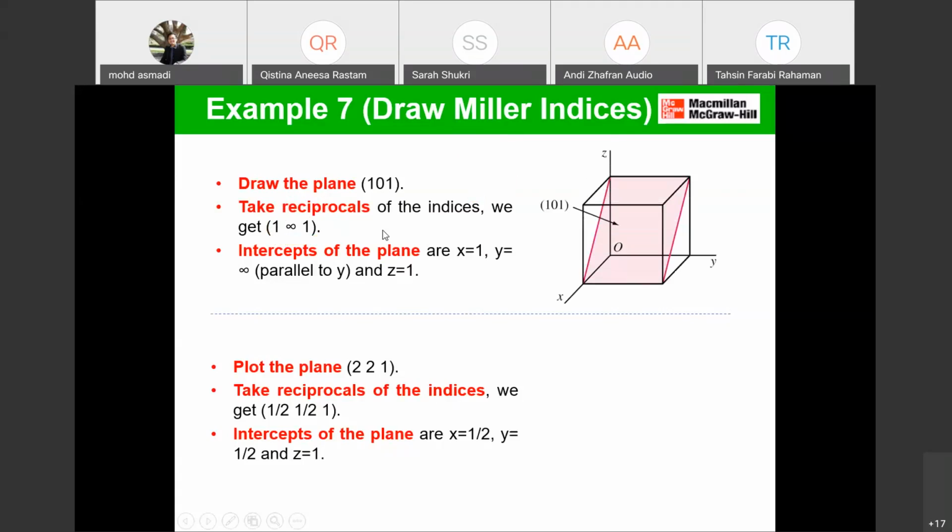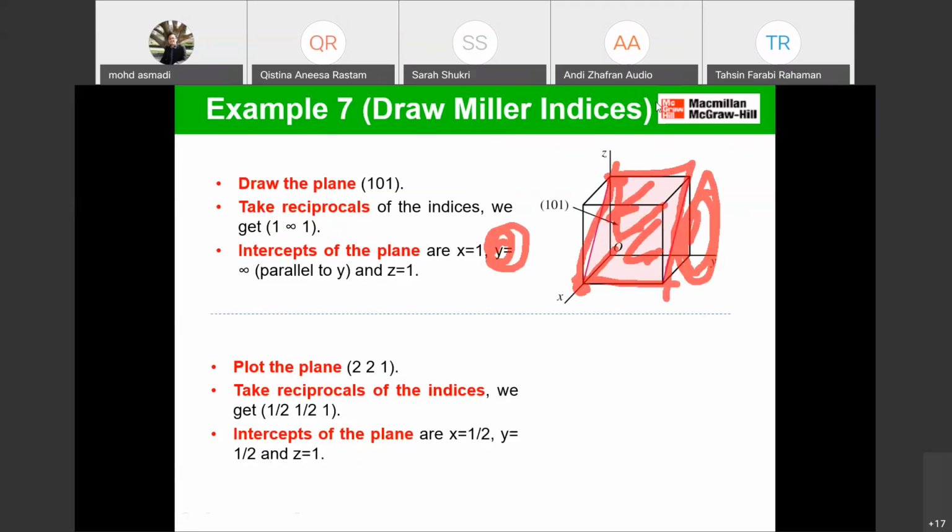Once you draw the box, you can imagine where the intercept is. For example, 100% for the x, and y is infinity. Y infinity means it's not going to be toward this direction, because infinity means parallel, while z is toward this direction 100%. So just draw this line. Since this is infinity for y, draw this line, and so we can get the plane.